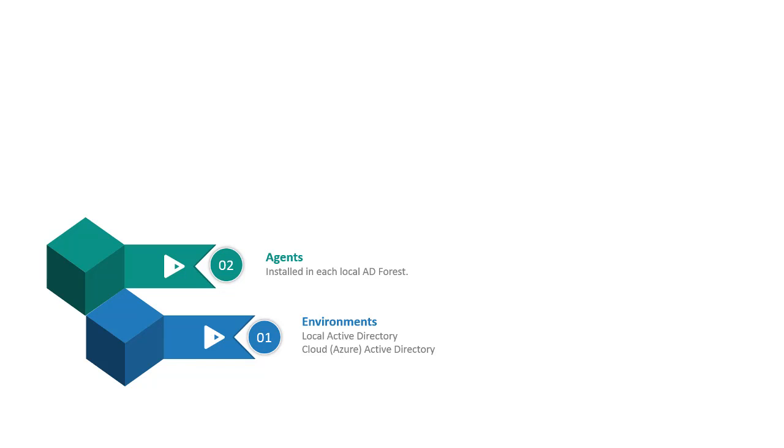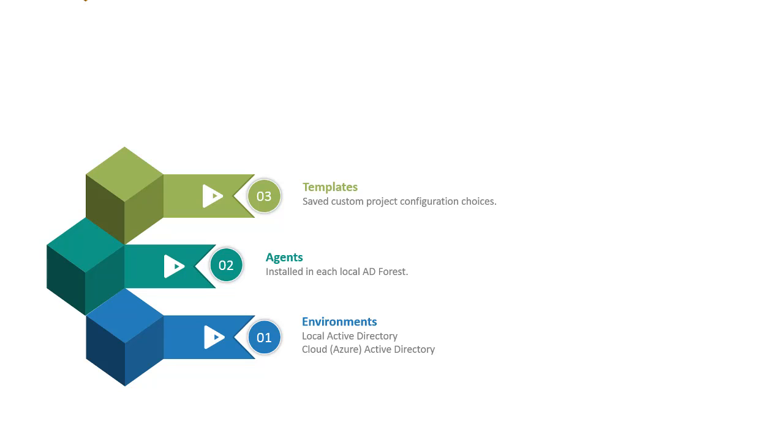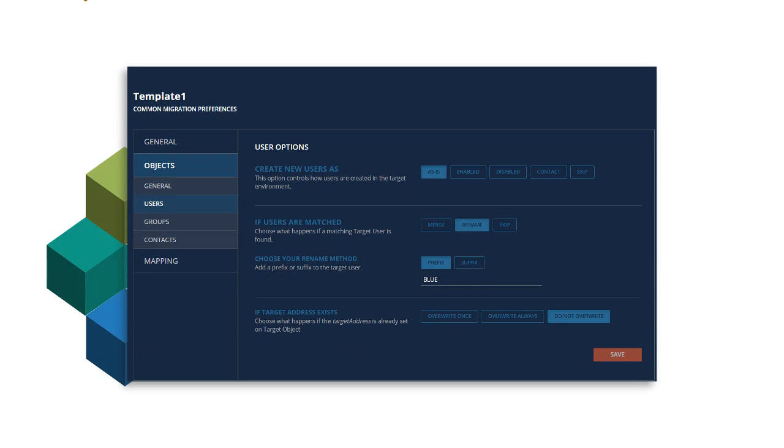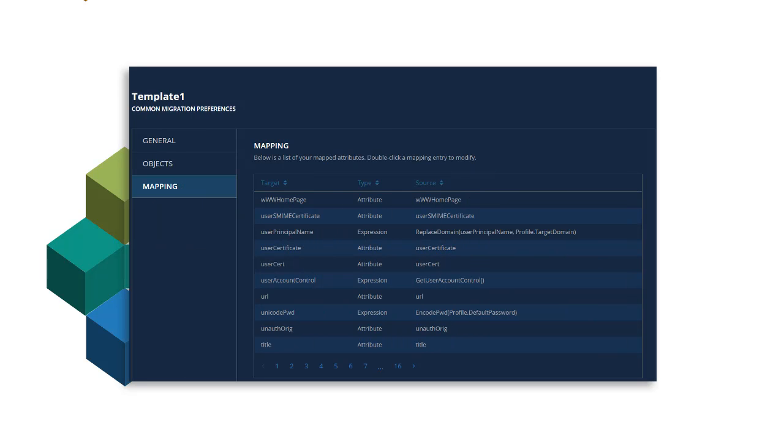Our next block will be a template. A template is a set of configurations that you can reuse for many different projects. You can make a variety of templates to fit a variety of projects. What's in a template? Configuration choices, such as the status for newly created users, and mappings, which determine the target destination for attribute values from the source.